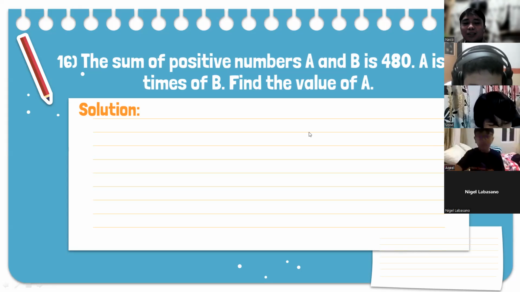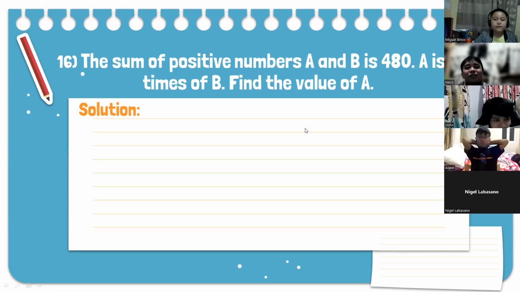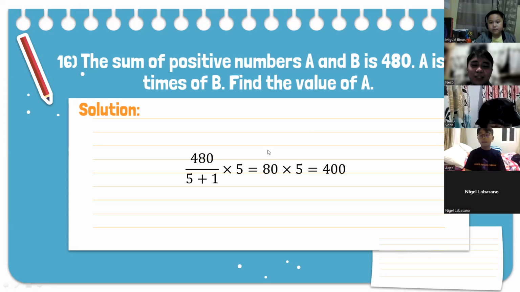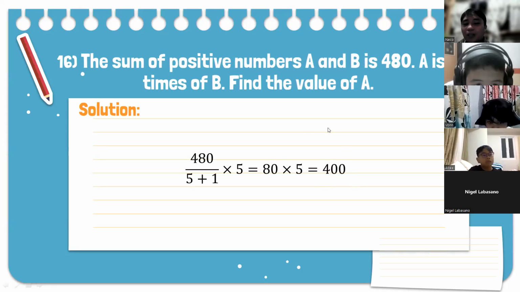Okay. Sum of positive numbers, A and B. A is 5 times B. So this one is like what? 480 divided by 6, right? Then that's B. B would be 80. So then you just multiply 80 by 5, you will get A, which is 400. Any questions? It's easy.